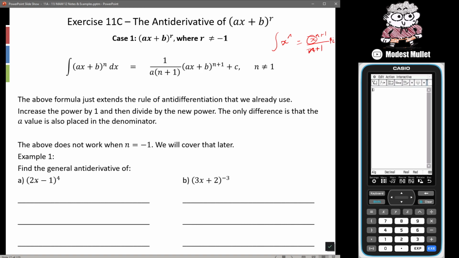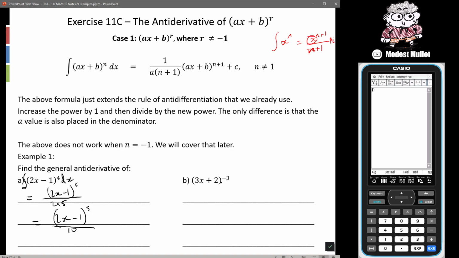We have 2x minus 1 to the power of 4, and we want to find the indefinite integral of that with respect to dx. That's going to be equal to 2x minus 1, and we add 1 to the power, so that becomes 5. We divide by the 5, and also whatever the coefficient is, we put that at the front of the division. So 2 times 5. That is now equal to 2x minus 1 to the power of 5 divided by 10. That's all you have to do to use that rule: add 1 to the power, divide by the new power, but also put the coefficient in front.